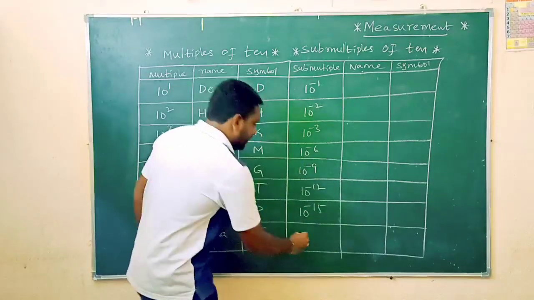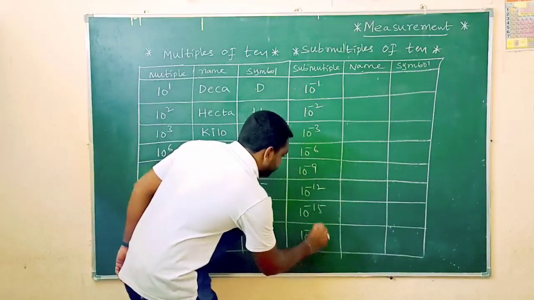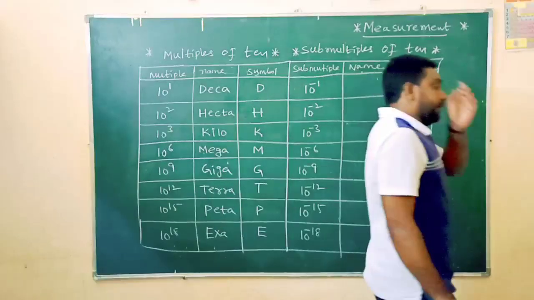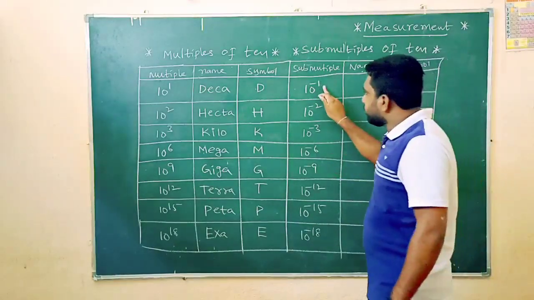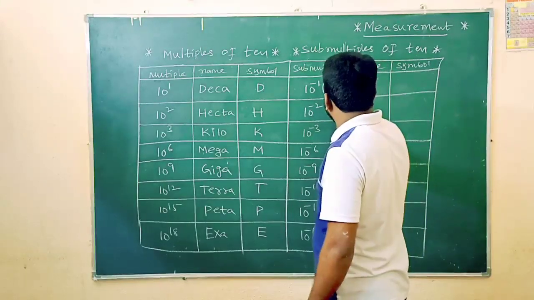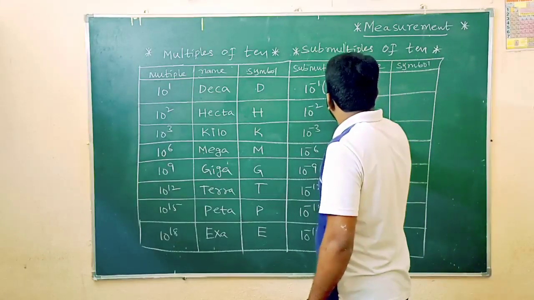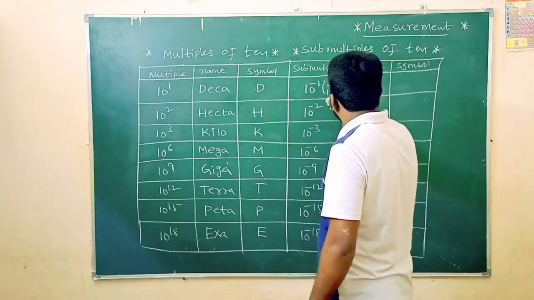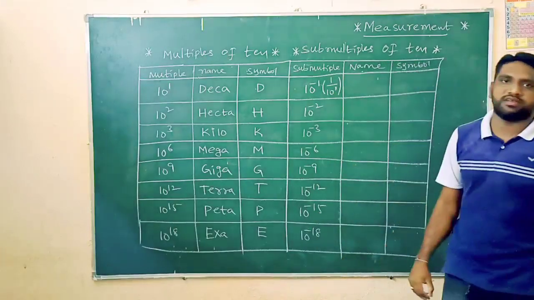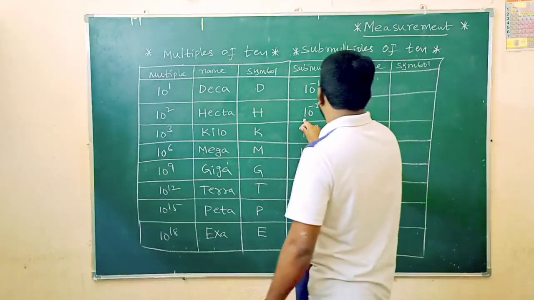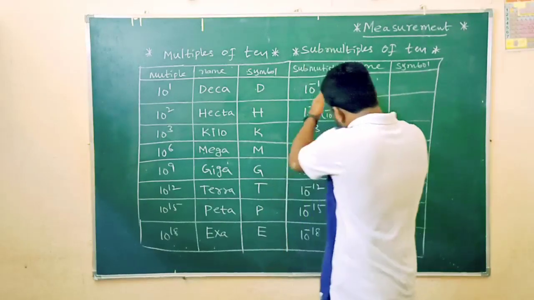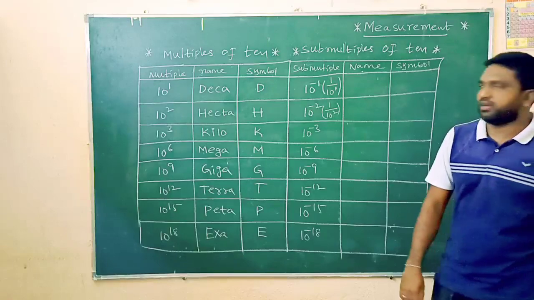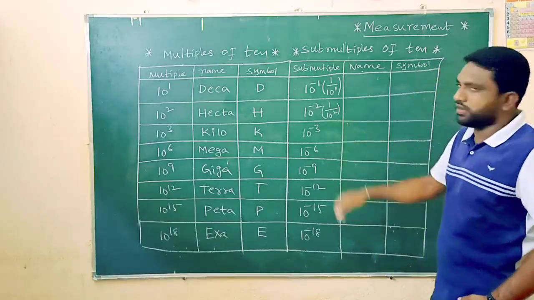And the last one is 10 to the power of minus 18. So these are all nothing but submultiples of 10. So what is the actual meaning of 10 to the power of minus 1? 10 to the power of minus 1 is nothing but 1 by 10 to the power of 1. If it goes to the denominator, the power becomes minus. And next, 10 to the power of minus 2 means 1 by 10 to the power of 2. So similarly, we can write all of those. I don't need to write them; you already understand from these two.